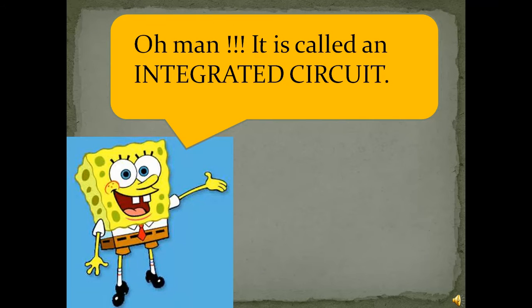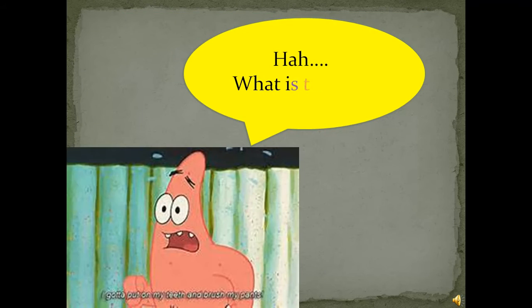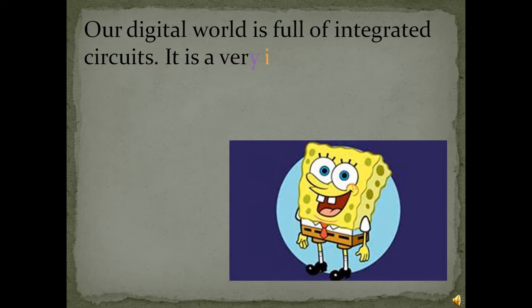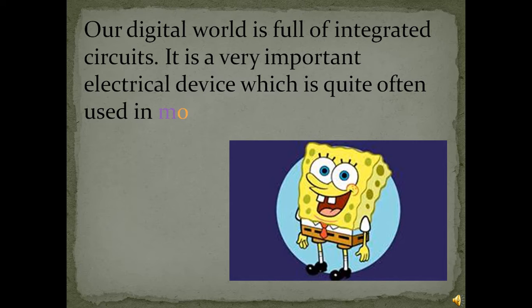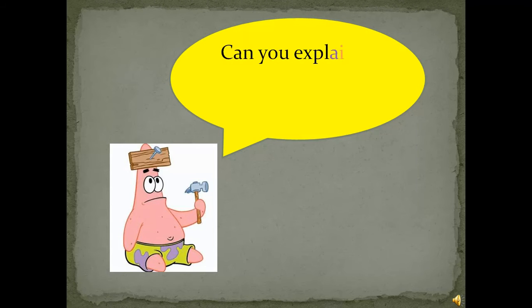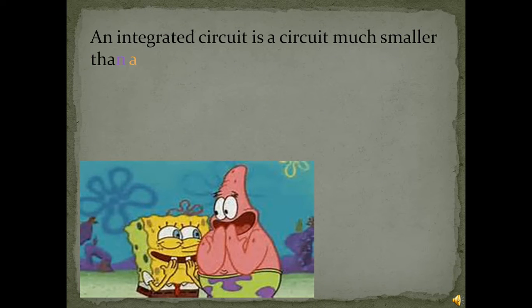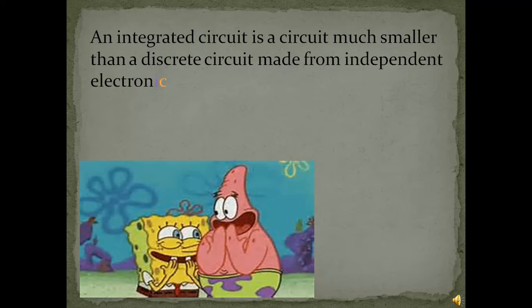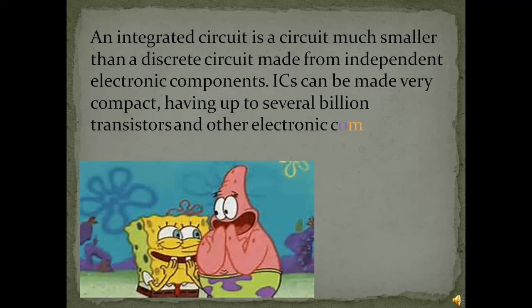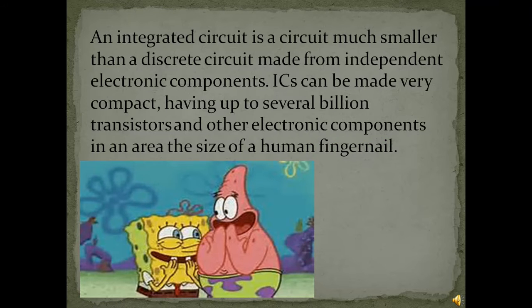Oh man, it is called an integrated circuit. Huh? What is that? Our digital world is full of integrated circuits. It is a very important electrical device which is quite often used in most of today's electrical components. Can you explain something more about it? Yeah, of course. An integrated circuit is a circuit much smaller than a discrete circuit made from independent electronic components. ICs can be made very compact, having up to several billion transistors and other electronic components in an area the size of a human fingernail.